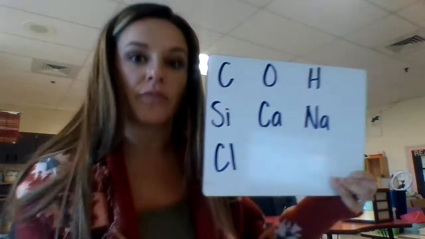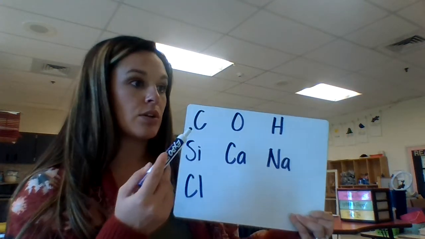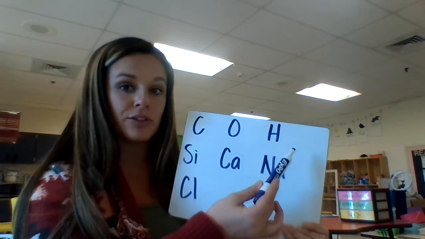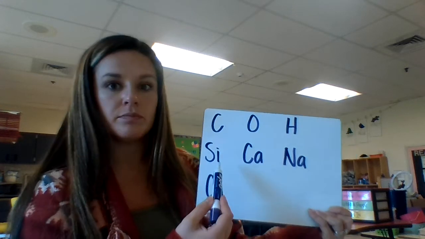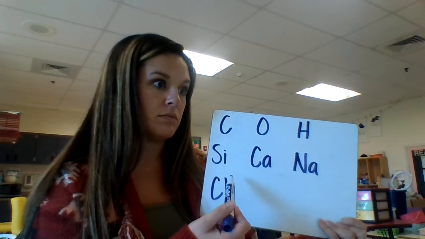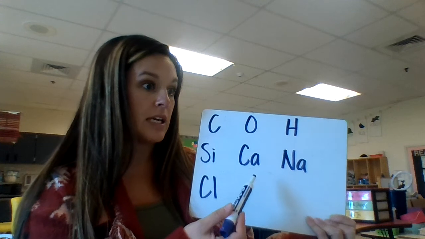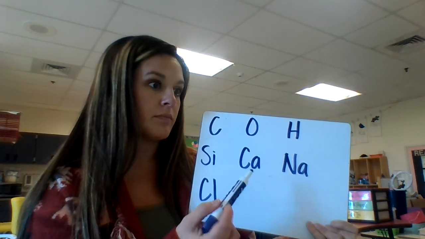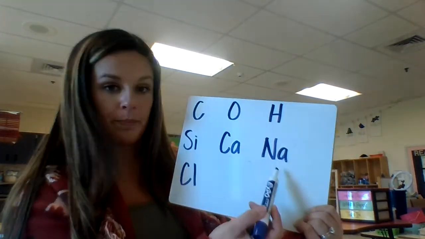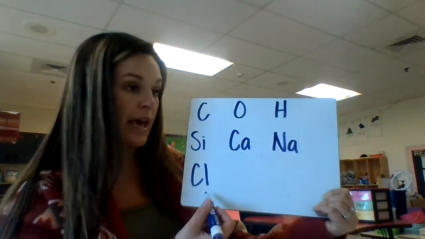Okay, now I'm going to go over what each of these stand for. So the C is carbon, the O is oxygen, the H is hydrogen, which I went over at the beginning. Si is, don't want to tell you the wrong thing, silicon. Ca is, hold on, calcium. Na is sodium. And last is Cl, which is chlorine. So they use each of these things and put them together to create mixtures or compounds.